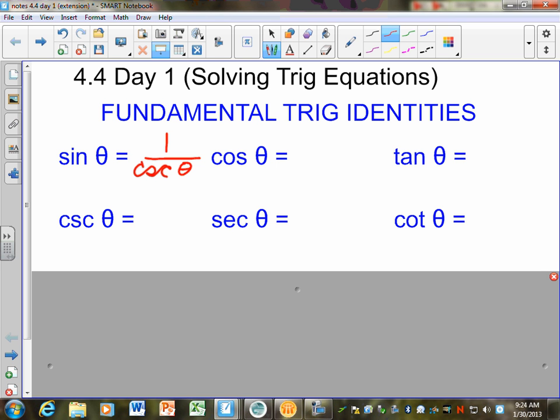We call these the fundamental identities because they are ones that we probably use the most, ones that you probably could come up with on your own even without me giving them to you. And based on that, you probably could go through all of these.